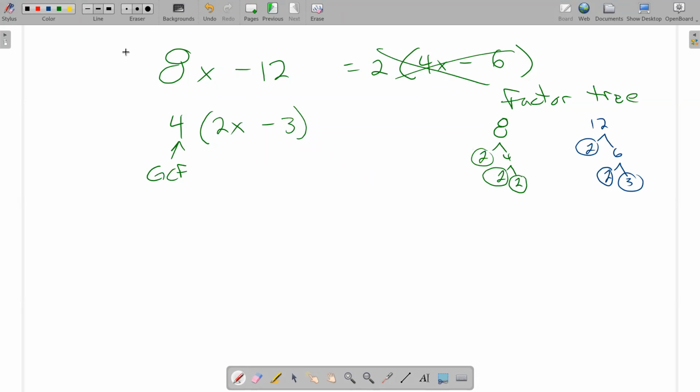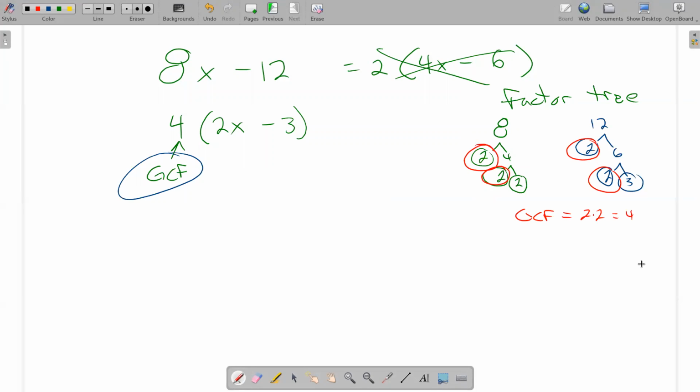And so I can use the factor tree to figure out what the greatest common factor is by just saying, hey, what factors do you guys have in common? Well, you clearly have a 2 in common. Oh, look, you have another 2 in common, and that's it. So the greatest common factor here is 2 times 2, or 4.